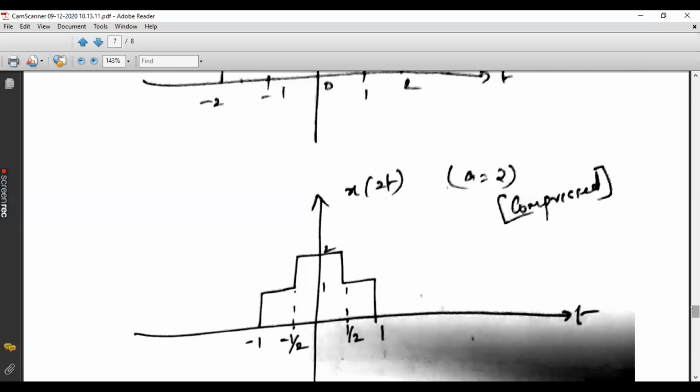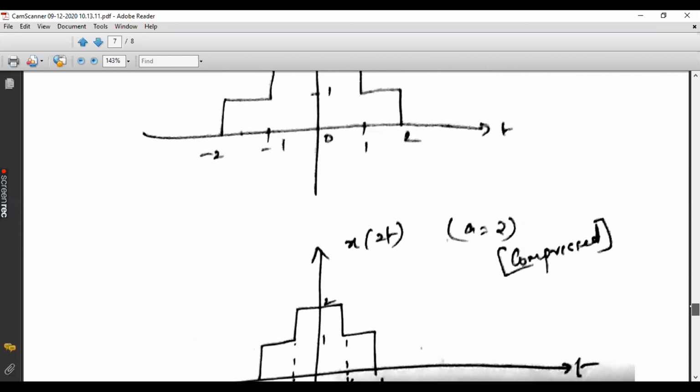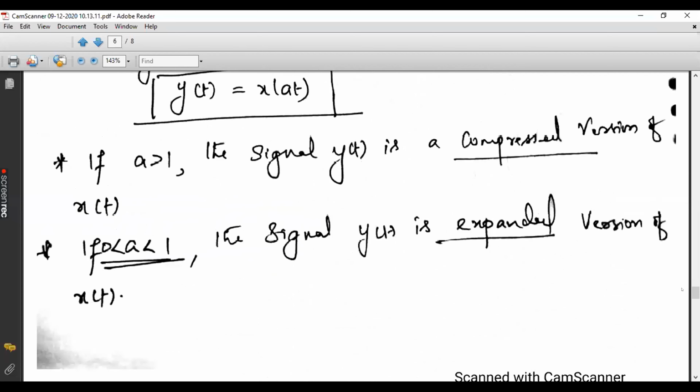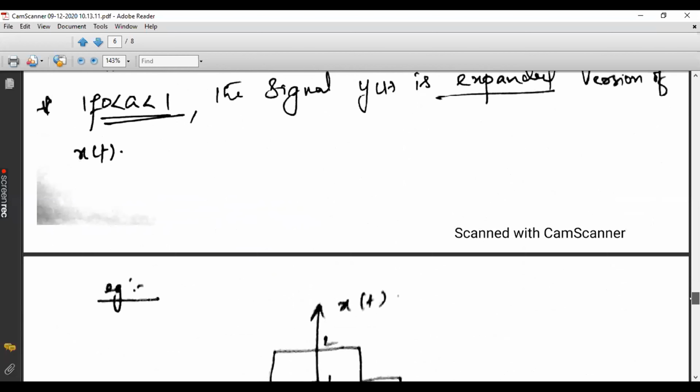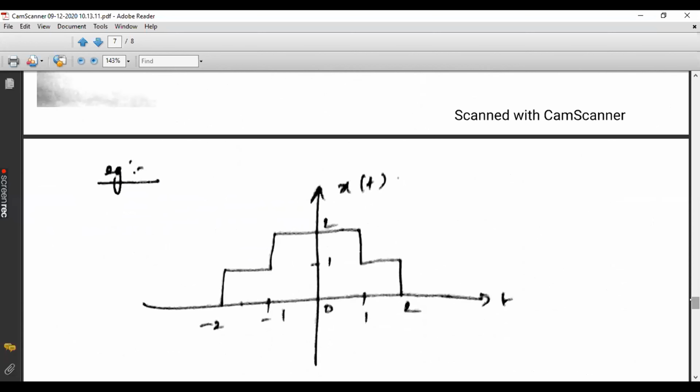Now, in the same way, you can work on x of t by 2. In the same way, draw x of t by 2. t by 2 is 0.5t. So a is less than 1 and greater than 0. As I mentioned, if the value of a is less than 1 and greater than 0, it will be an expanded signal. So you need to draw the expanded version of this signal, which can be written as x of 0.5t or x of t by 2.